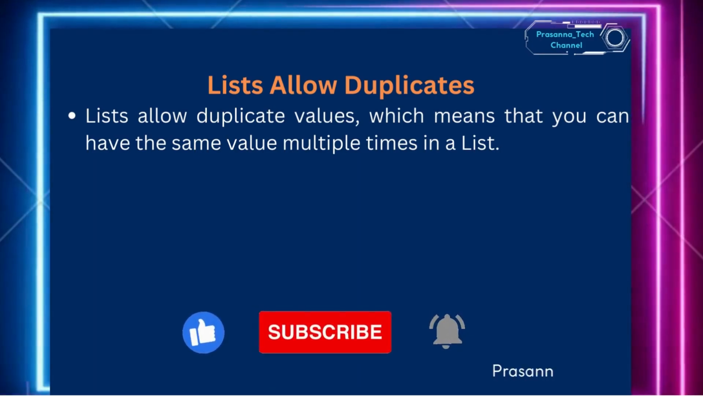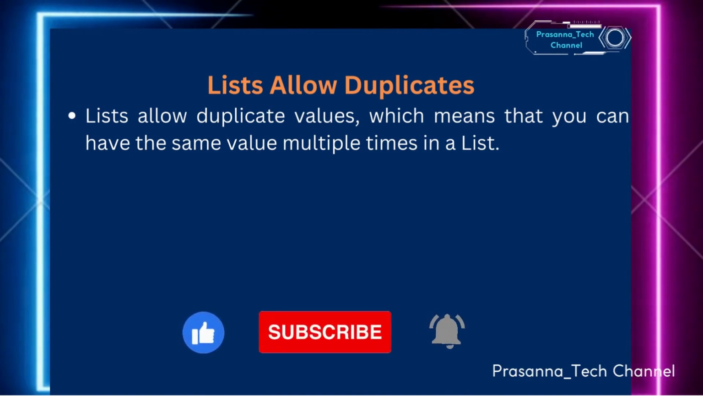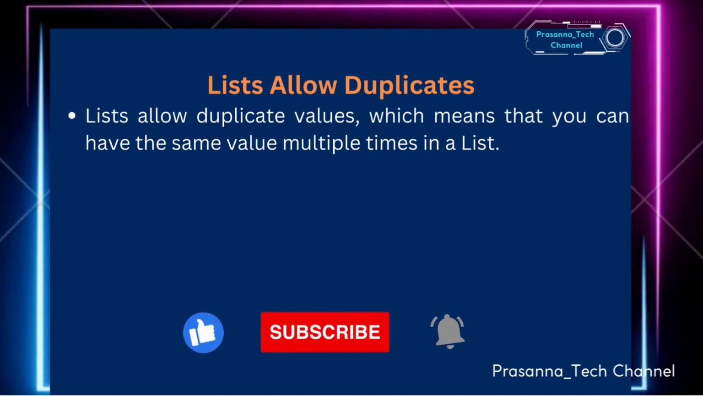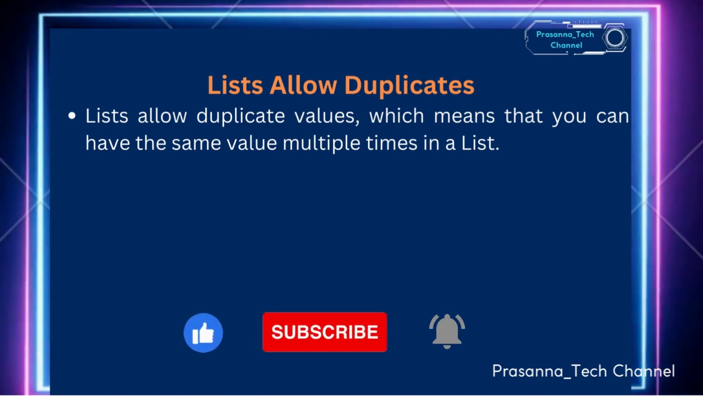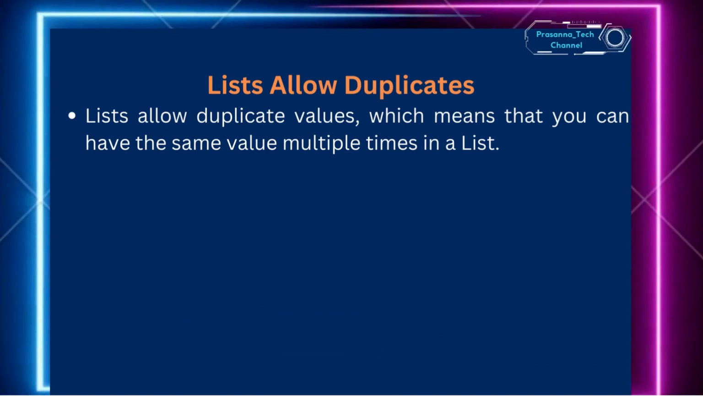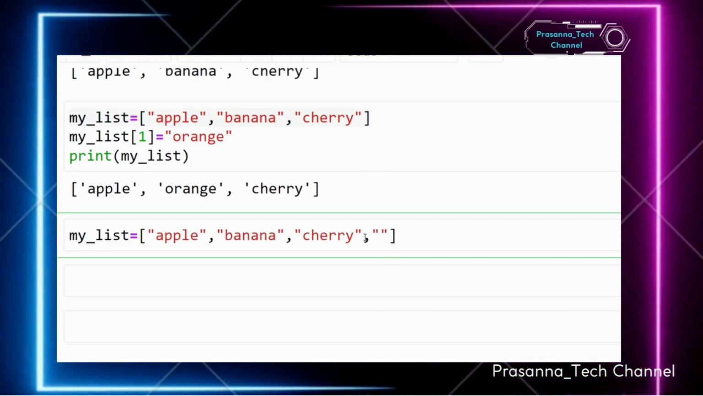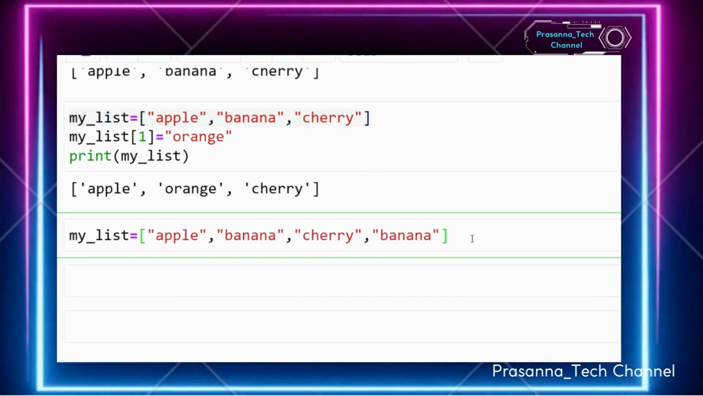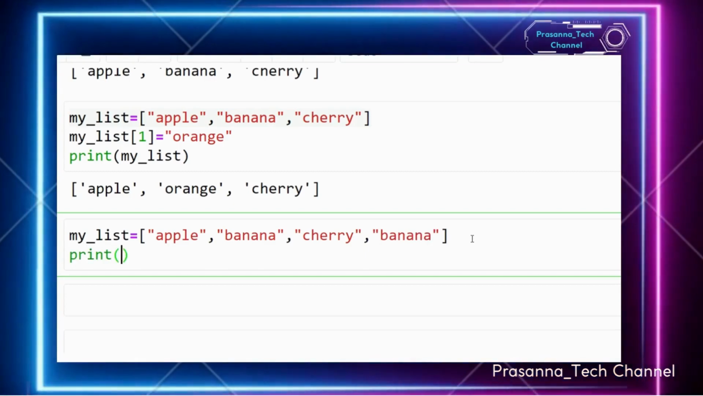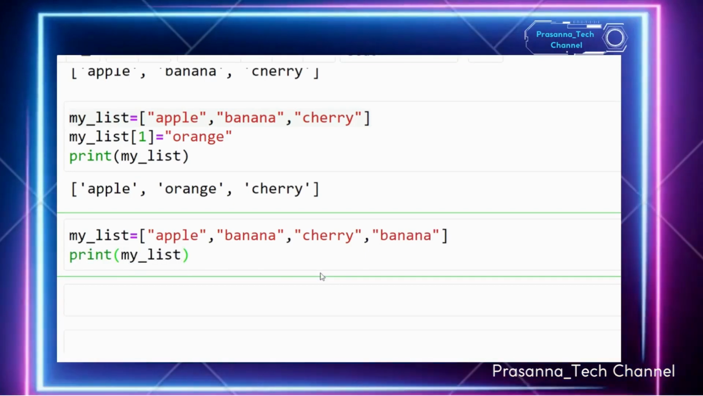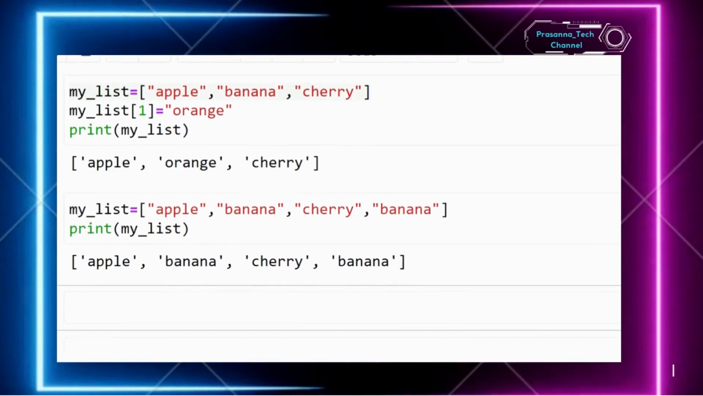Lists allow duplicates. Lists allow duplicate values, which means that you can have the same value multiple times in a list. For example, let me copy the same example and just add banana at the end. Now print my list. And it is going to give the result, that is apple, banana, cherry, banana.